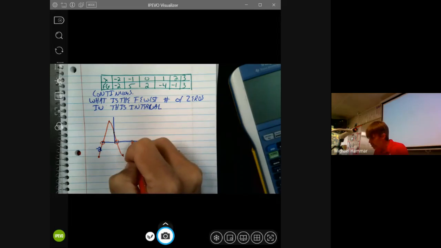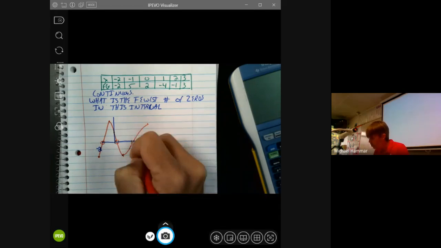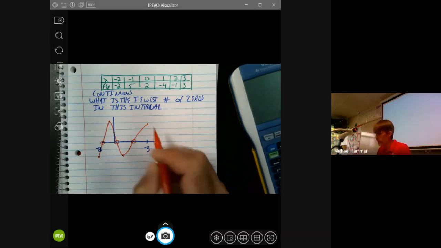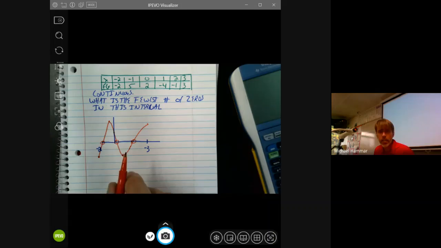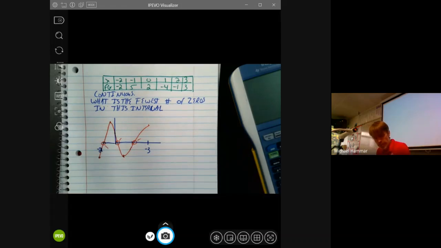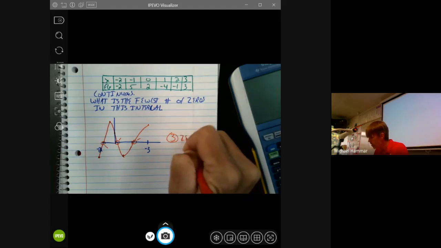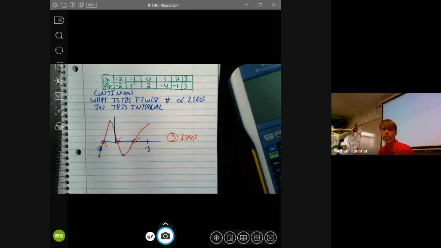And then at 2, it goes up to -1. And then at 3, we go up to +3. So guaranteed, using the intermediate value theorem, we can guarantee that it crosses 1, 2, 3 times. So the answer for here would be 3 zeros. Okay? So the intermediate value theorem will guarantee in that table that it will cross 3 times.